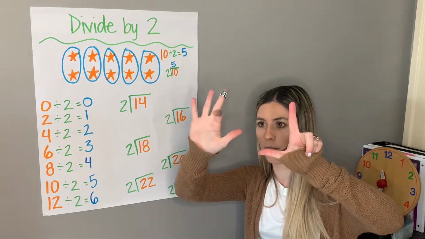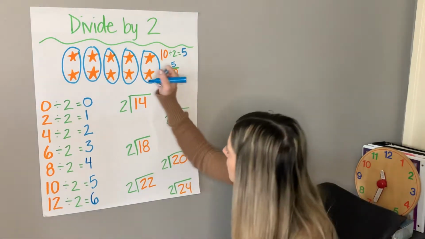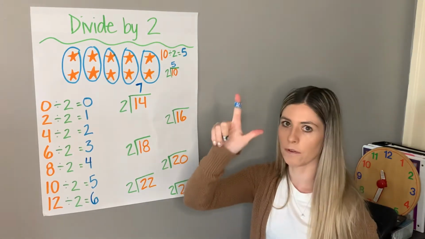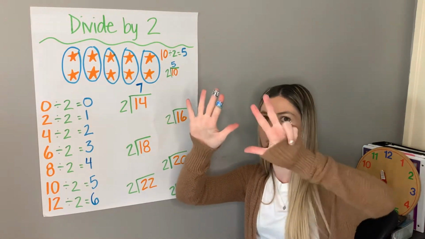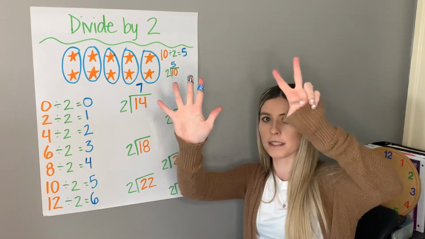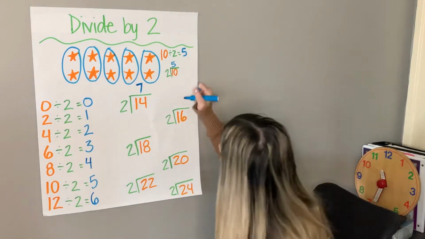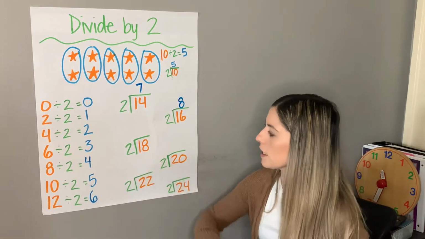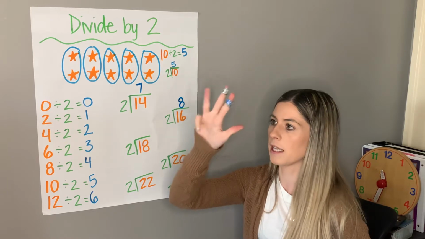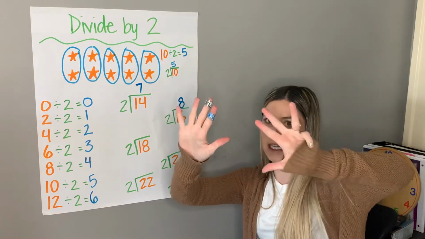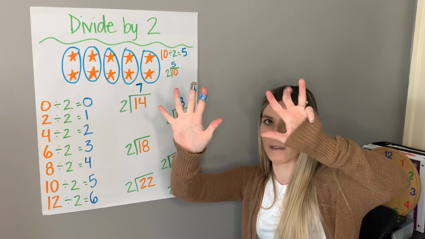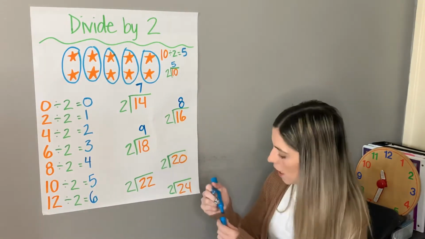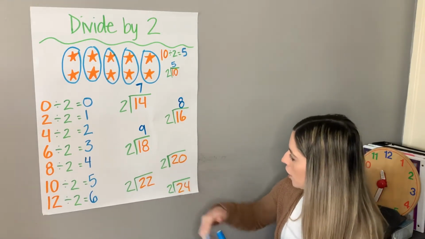That's 1, 2, 3, 4, 5, 6, 7 fingers. So my answer is 7. 7 goes up top. Now we're going to do 16. So 2, 4, 6, 8, 10, 12, 14, 16. I have 5, 6, 7, 8 fingers. That goes up top. 16 divided by 2 is 8. Now we're going to do 18. So 2, 4, 6, 8, 10, 12, 14, 16, 18. I have 5 over here, 6, 7, 8, 9. My answer is 9. 9 goes up top. 18 divided by 2 is 9. This one we should know already.